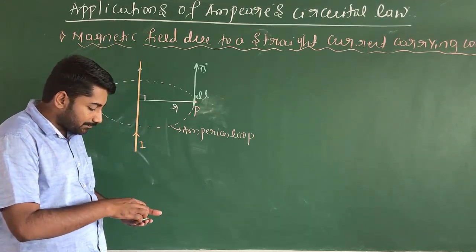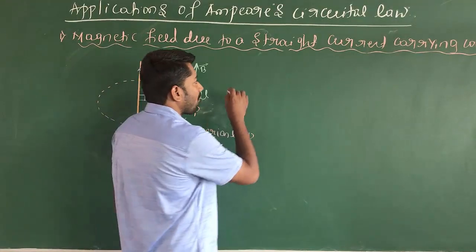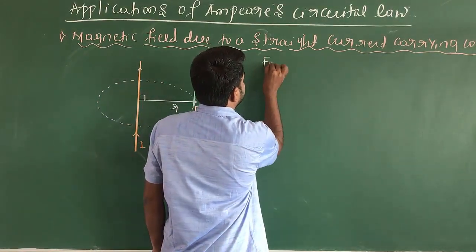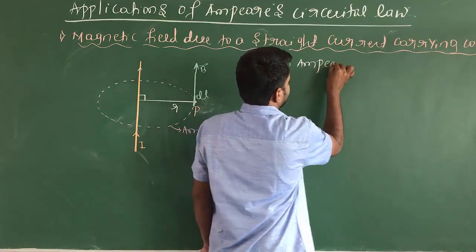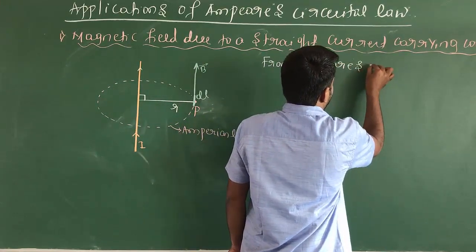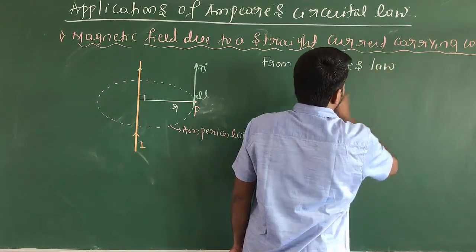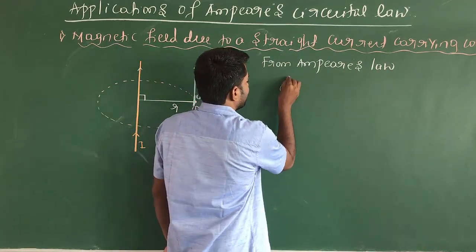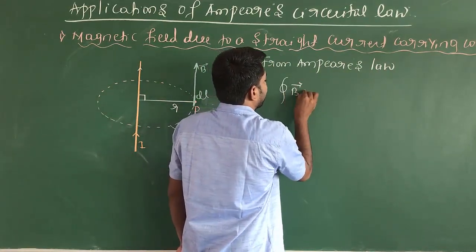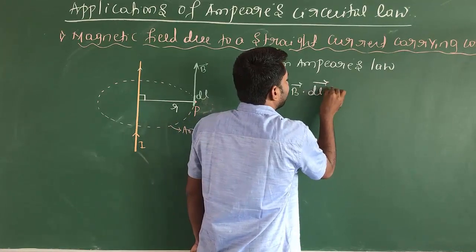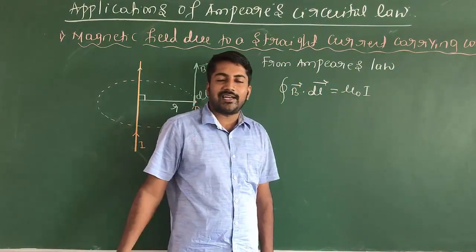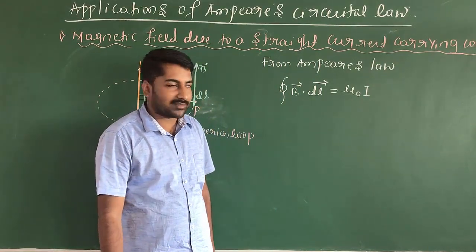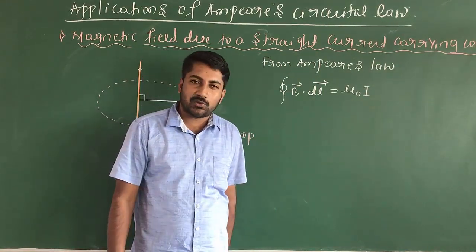From the statement of Ampere's circuital law, we know that the line integral of the magnetic field due to the current element is equal to mu naught times the total current enclosed by that path. This is the statement of Ampere's circuital law.